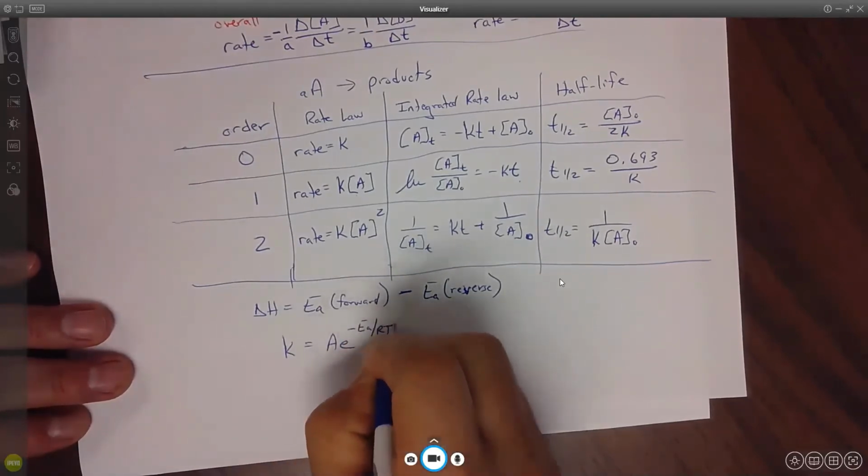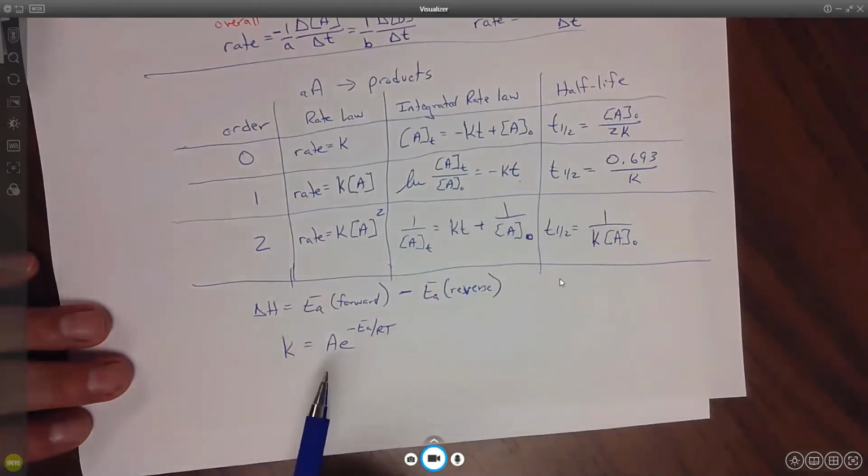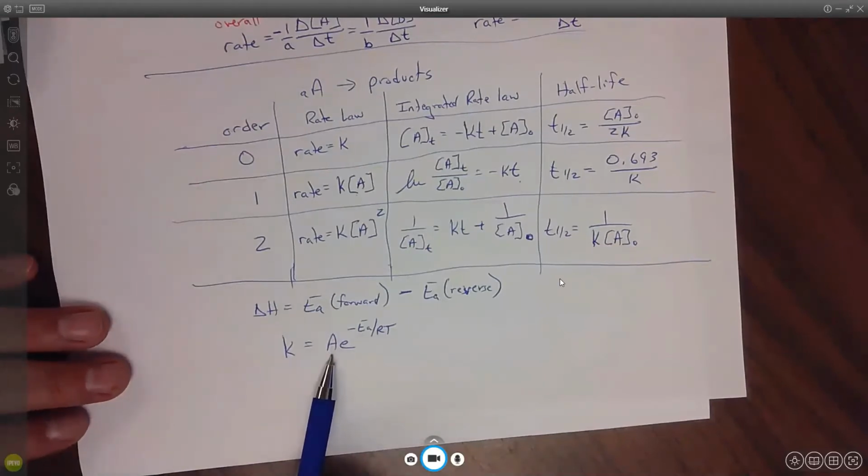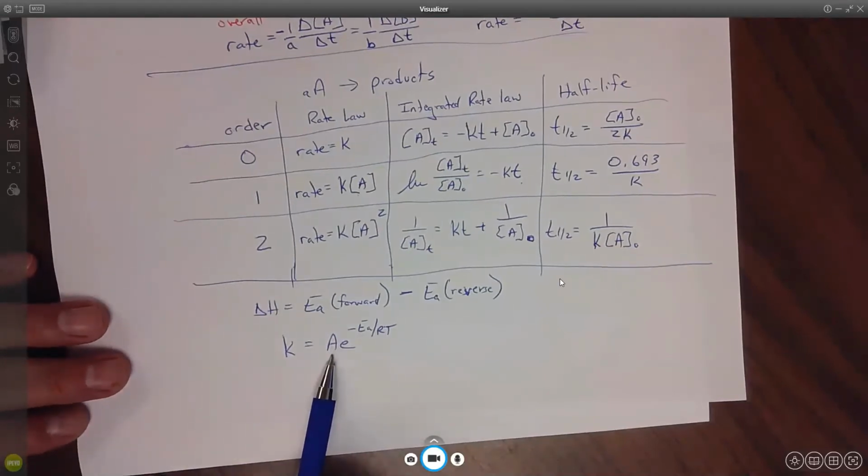Now, I'm not going to get into the details. I'll go through what each one of these values are. We've already seen what the activation energy is. This just ends up being the molar gas constant, 8.3145 joules per Kelvin per mole. This is the absolute temperature, so the temperature in Kelvin. And then we'll talk about this A, which is called the frequency factor or the pre-exponential factor, and where that comes from.